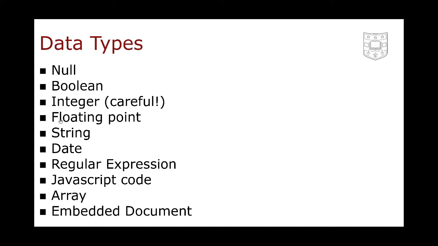Boolean values, floating point values, integer values, date values. The reason why it says careful here next to integer is because Mongo will actually try to default to floating point values, surprisingly enough. If I want an integer, I usually have to explicitly ask for it, which is a little bit different than what we're used to. Usually we're used to things defaulting to integer unless I specifically ask for a float.